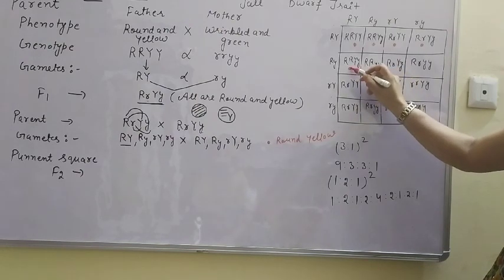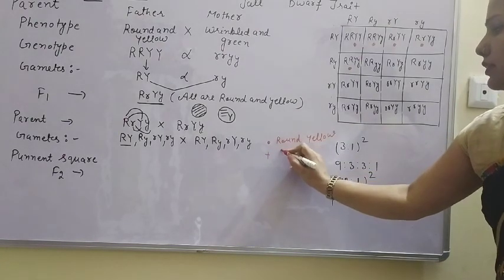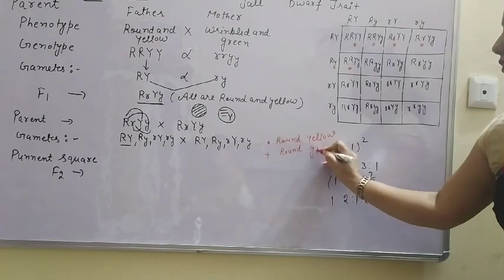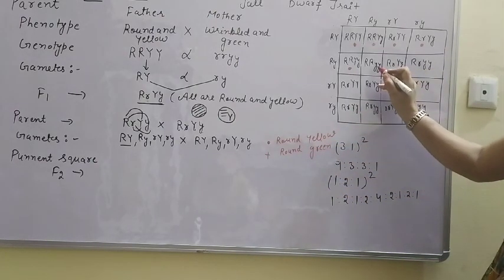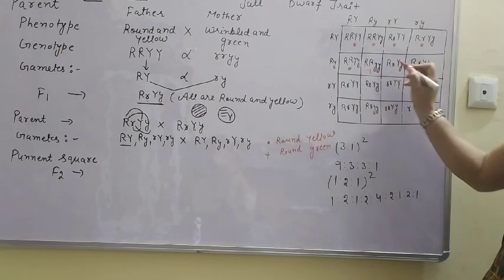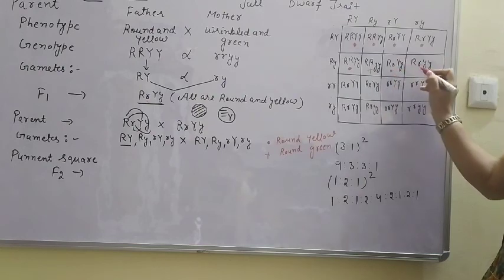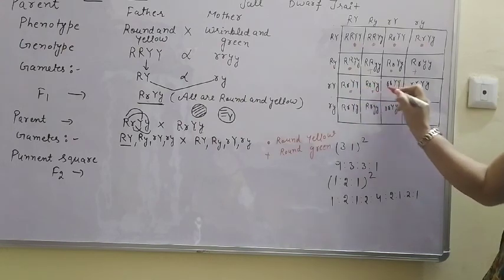That is round and green. For round and green, we can take the positive sign. So that is round and green. That is also round and yellow. That is round and green. That is round and yellow. That is also round and yellow.